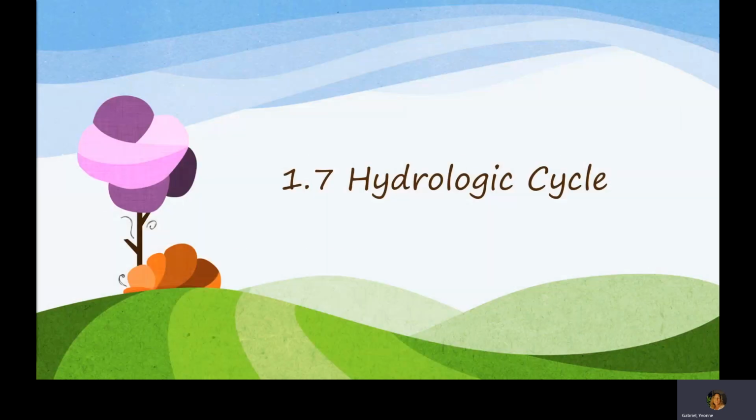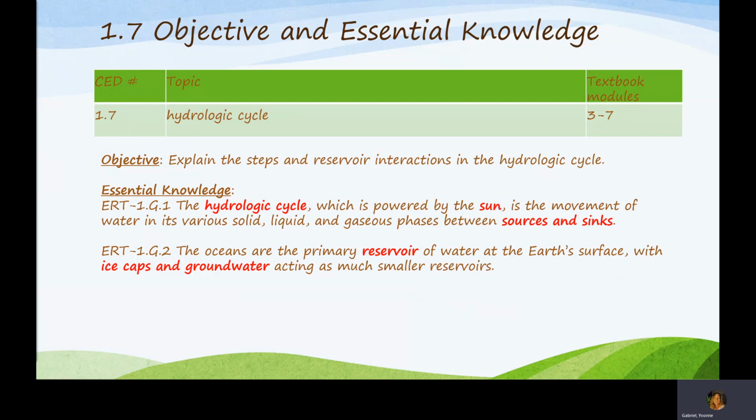Okay, now we're going to move on to the hydrologic cycle. This is a biggie, and here are the essential knowledge points that you need to know. So luckily you have some background on this cycle already from middle school, and most of this will be review. So the most important thing to take away is that the hydrologic cycle is powered by the sun. The water moves through the cycle in a solid, gas, or liquid form.